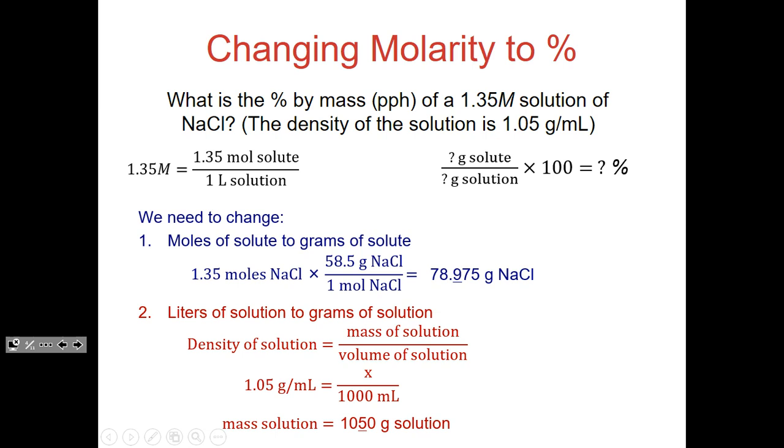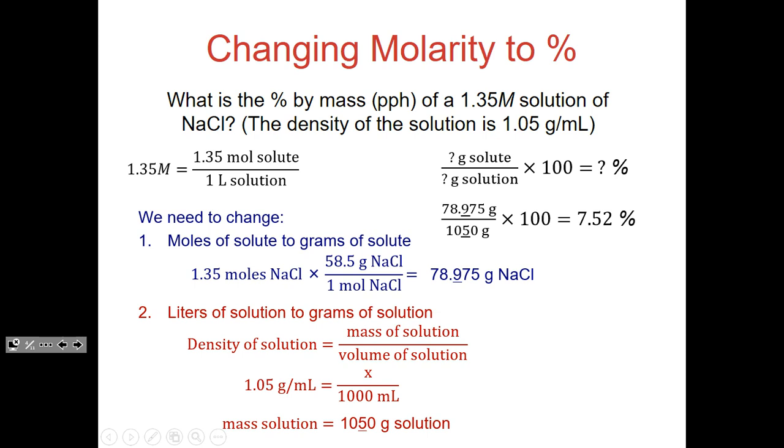X, which would equal the mass of the solution, then has to be 1,050. And remember that per 1 liter in this relationship would be considered an exact number. So that's exactly 1,000 milliliters. So it would limit us to 3 sig figs here. And at that point, we just plug those things in and calculate. It would be a 7.52% solution.